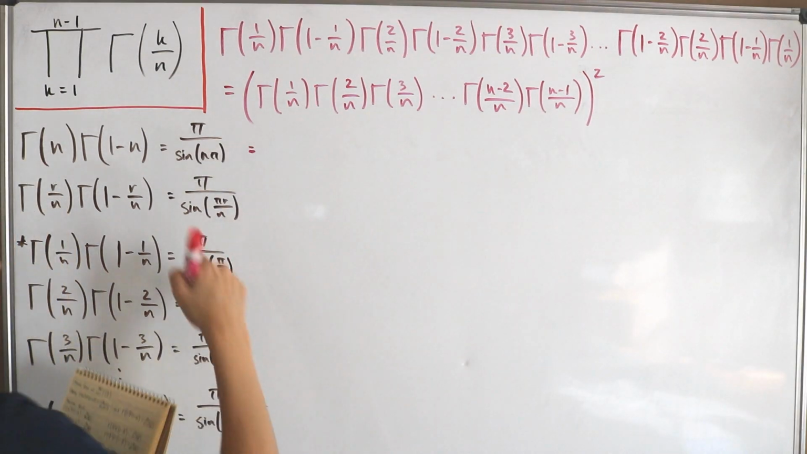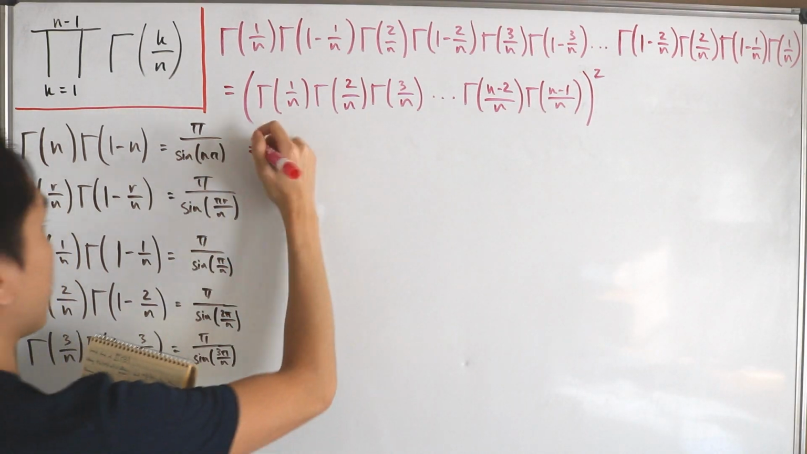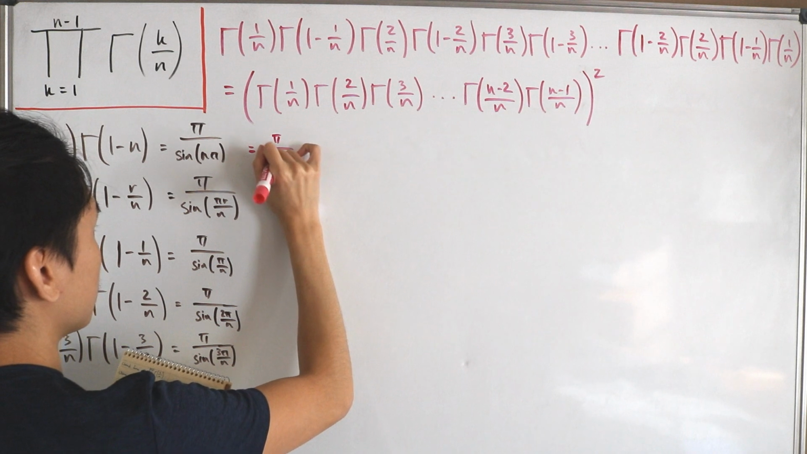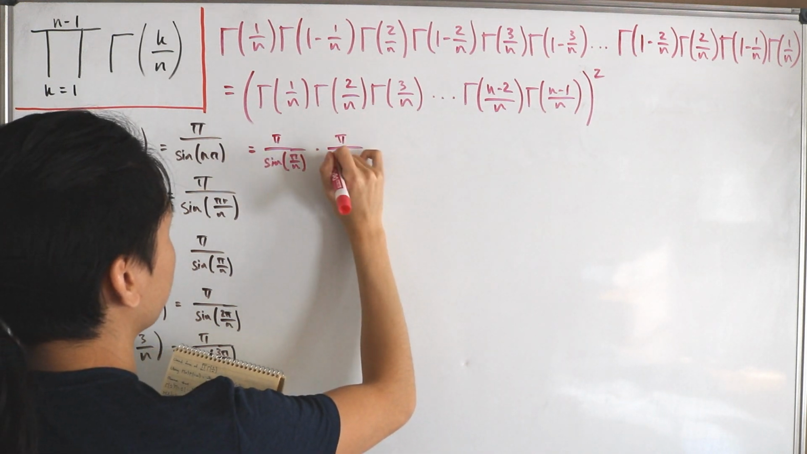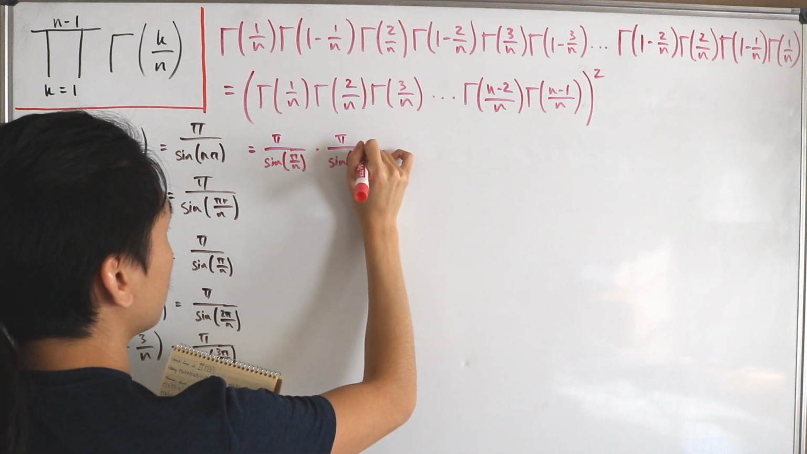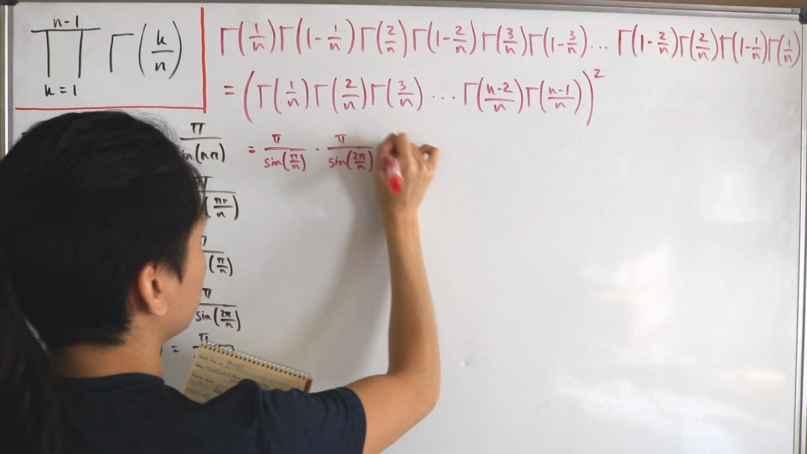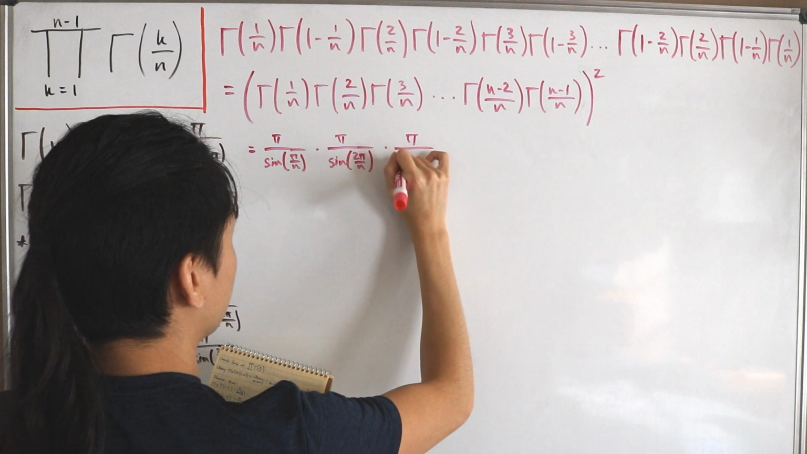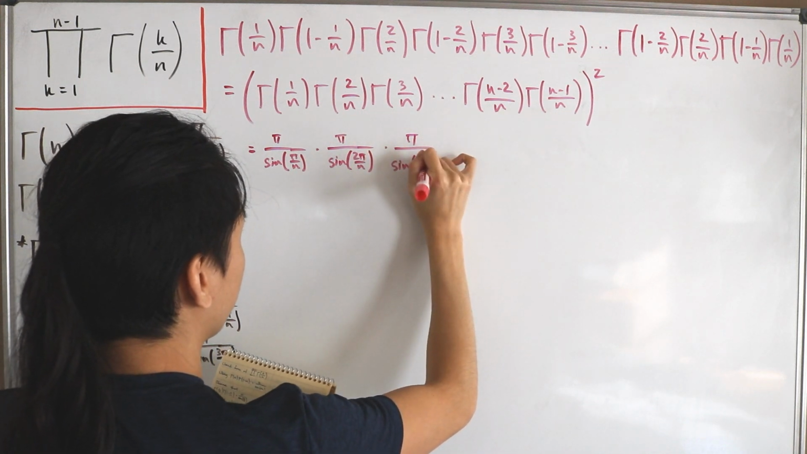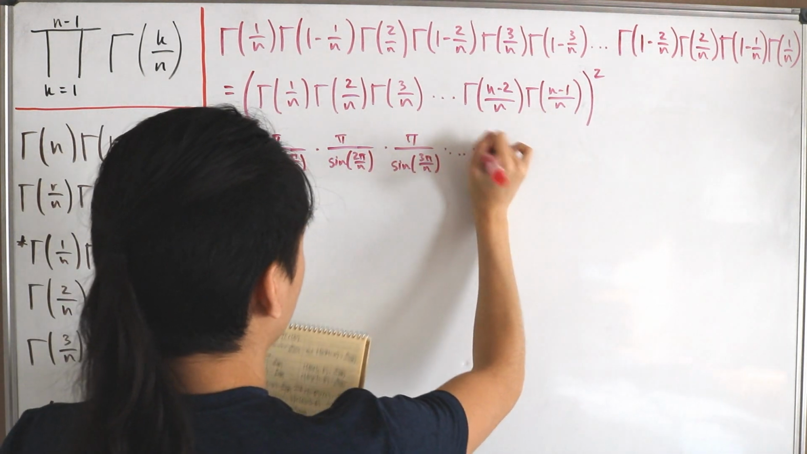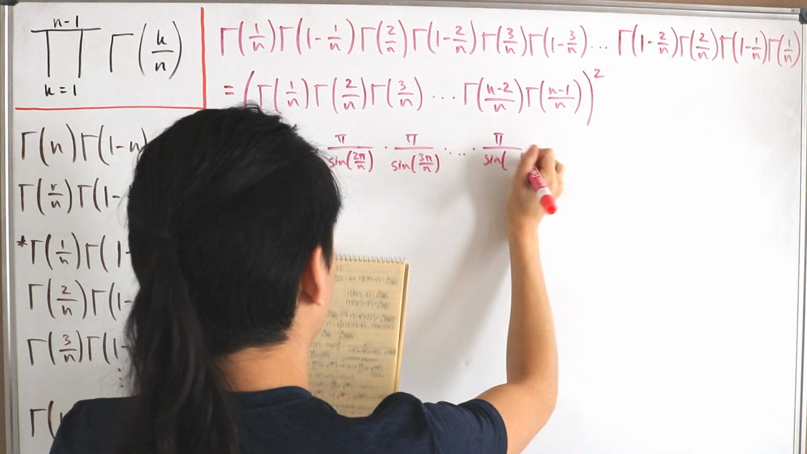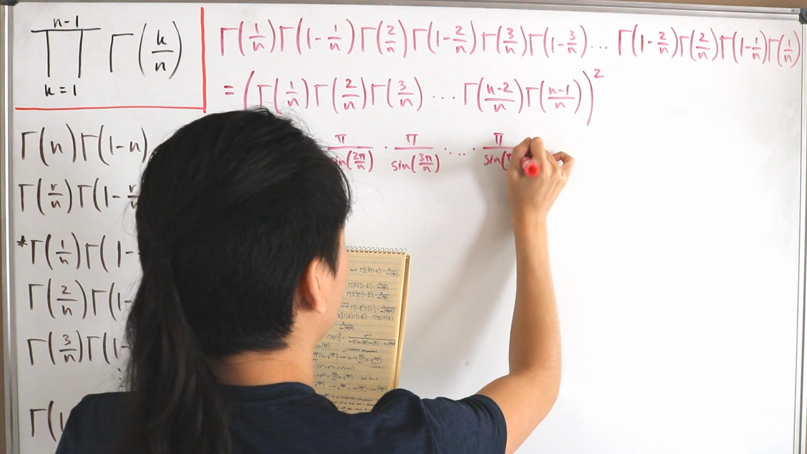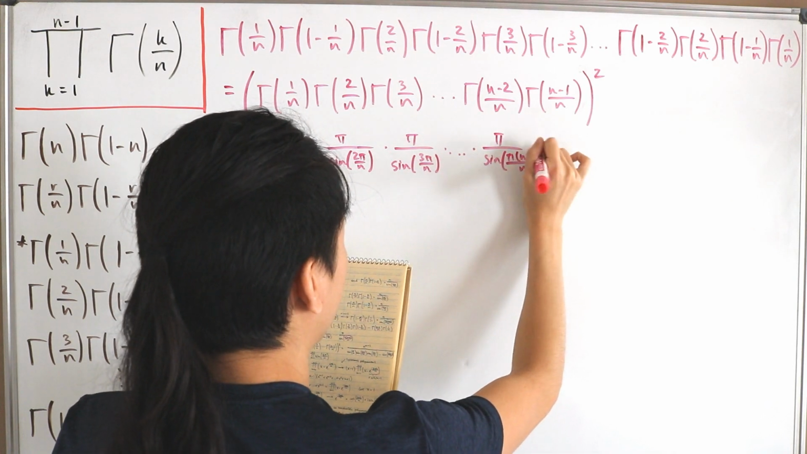So we put everything back together with everything for the pi divided by sine value. So I have pi divided by sine of pi divided by n, then multiplied by pi divided by sine of 2 pi divided by n, times pi divided by sine of 3 pi divided by n. Keep going on so forth all the way up to pi divided by sine of pi times (n minus 1) divided by n.